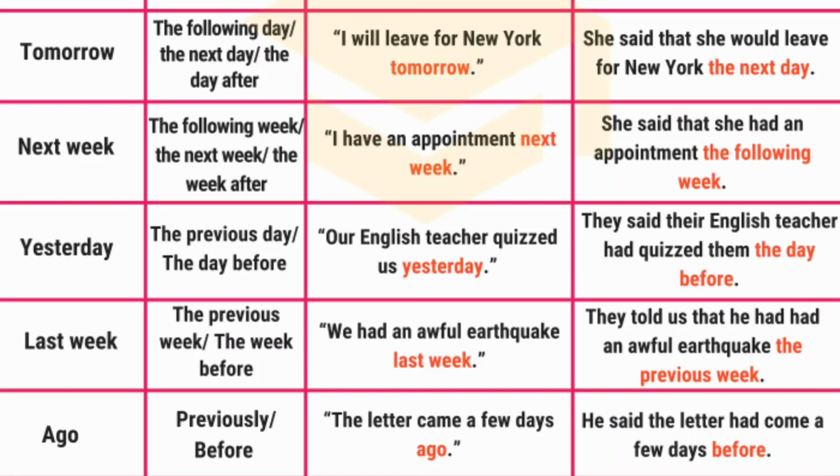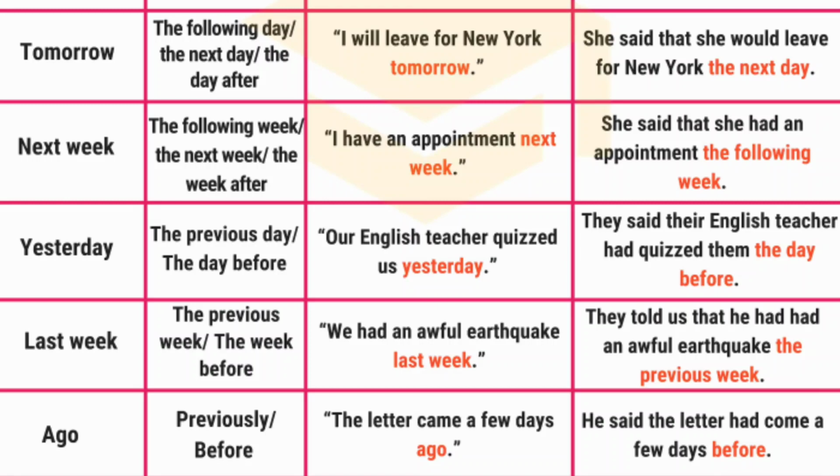Tomorrow, as I said, in reported speech will become the following day, the next day, or the day after. The sentence in direct speech will be, I will leave for New York tomorrow. Indirect speech will be like this. She said that she would leave for New York the next day. Next week will become the following week, the next week, or the week after. The direct speech is, I have an appointment next week. Reported speech or indirect speech will be like this. She said that she had an appointment the following week.